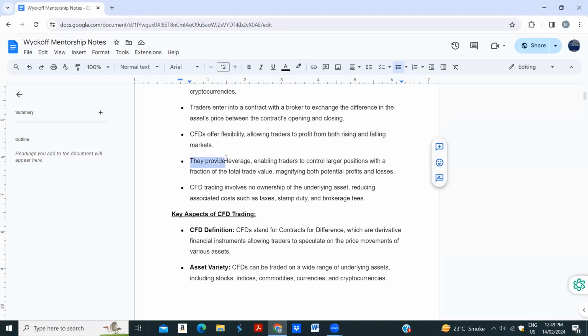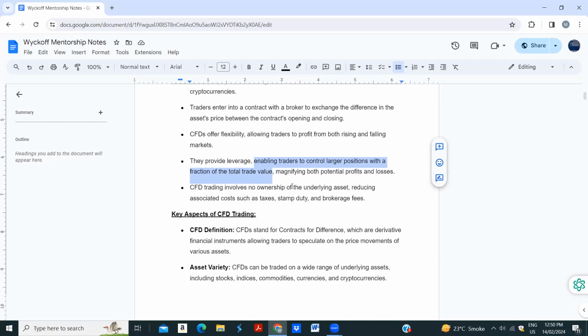They provide leverage. Just like the Forex market, the CFDs market also provides you the leverage, enabling traders to control larger positions with a fraction of the total trade value. What does this mean? As I explained earlier, leverage is when a trader does not have enough capital and wants to trade larger position sizes, so he takes a loan from the broker. That loan is known as leverage, in order to control the large position size.